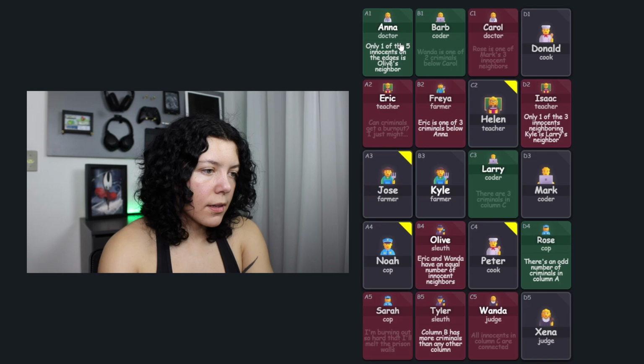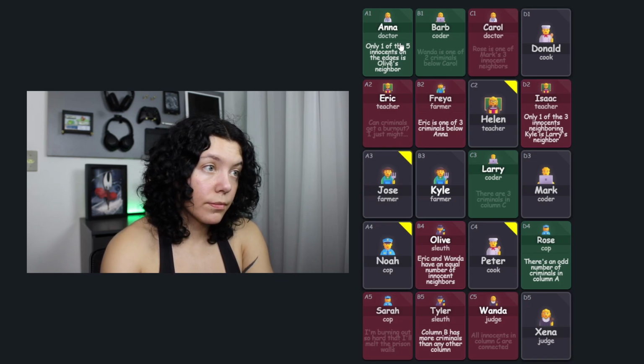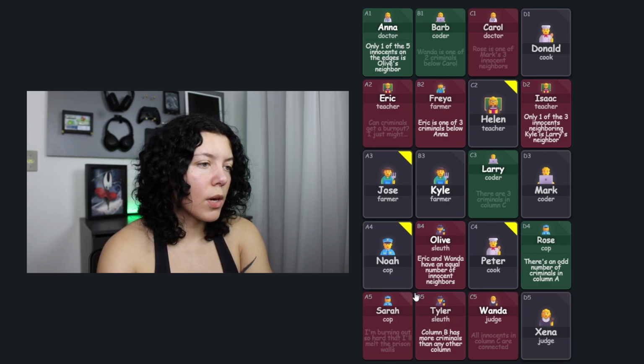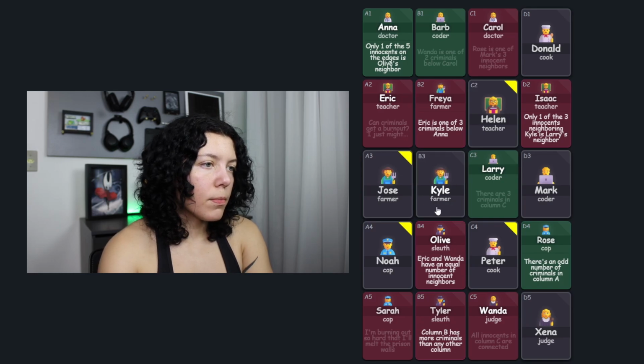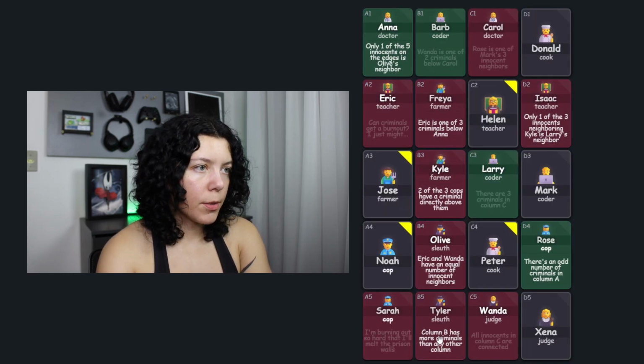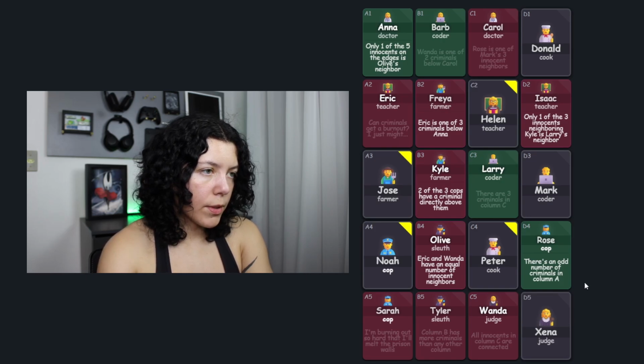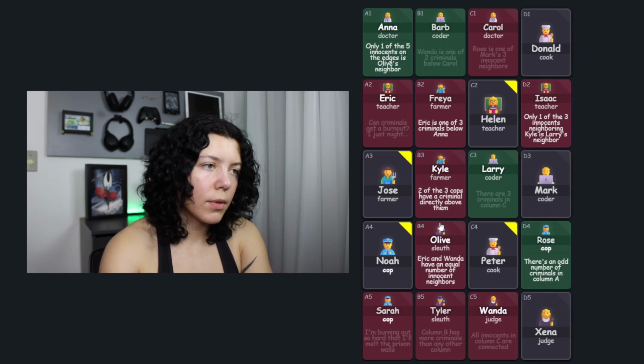Now Tyler is telling us that column B has more criminals than any other column. And we know that often we have this situation where 2 columns have the same number of criminals. We know that column A has 3 criminals total. So column B has to have 4, so Kyle has to be a criminal as well. And we don't need this clue anymore. We may, if there's a possibility for 4 criminals to be in another column, but I think I'll remember that.